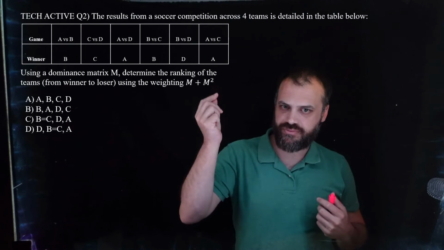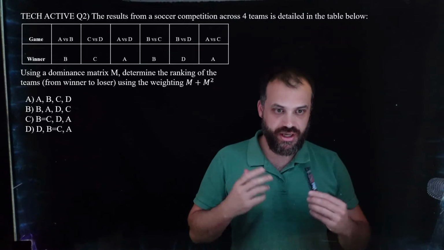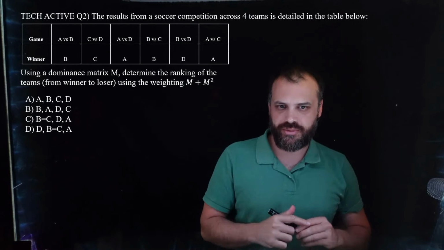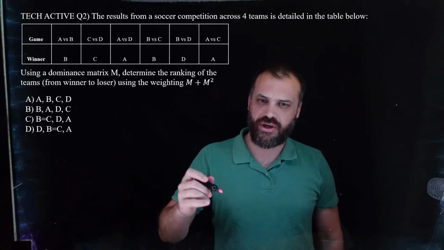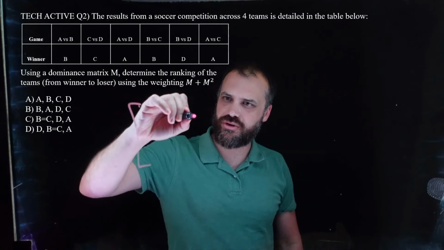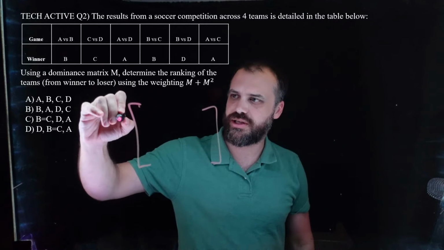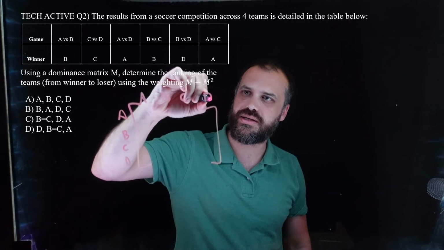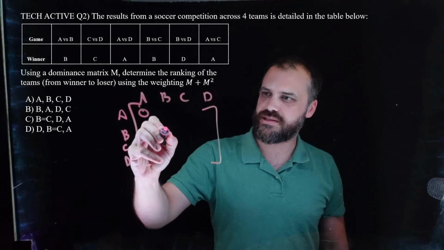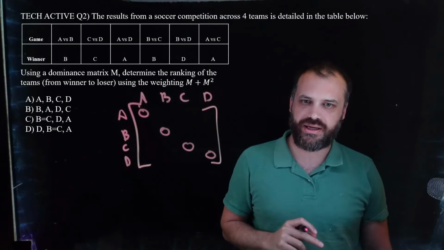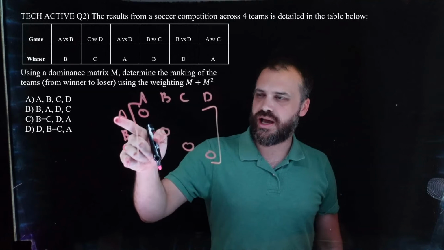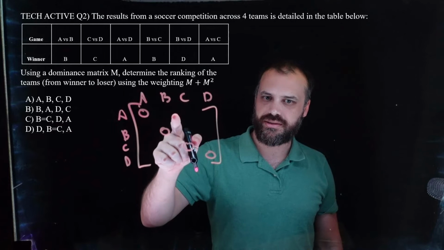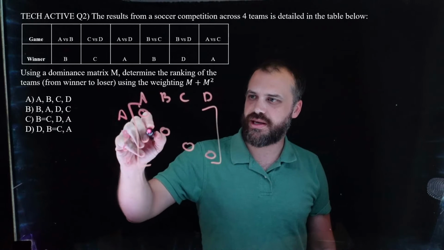Okay, tech active, we're looking at dominance matrices. Have a try. Alright, I'm going to do it. This one's annoying because I've got to put it into a little table here. So A, B, C, D, A, B, C, D. A never plays itself, neither does B. Okay, done. Alright, so when A played B, B won. Alright, so B beat A.